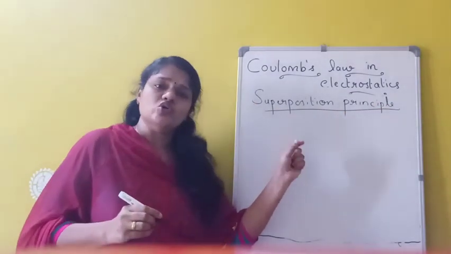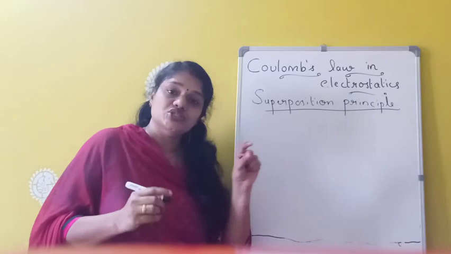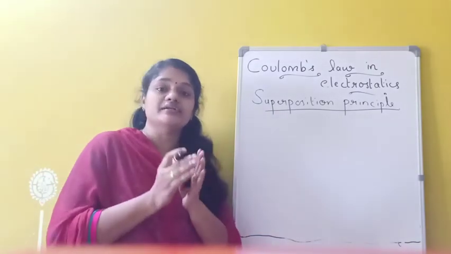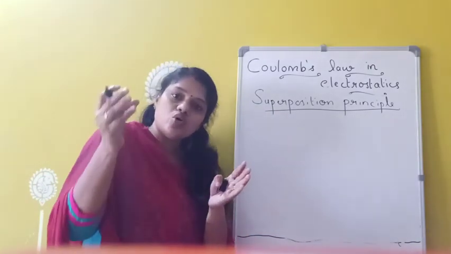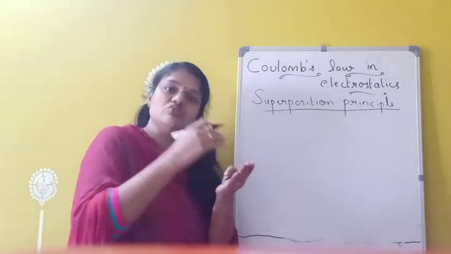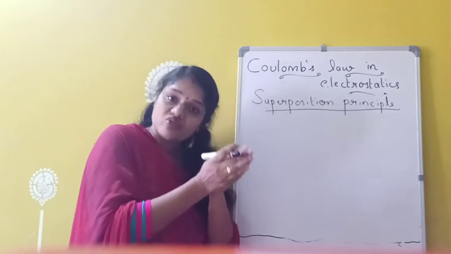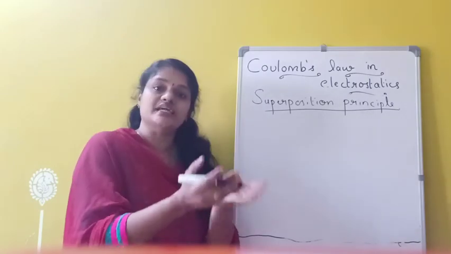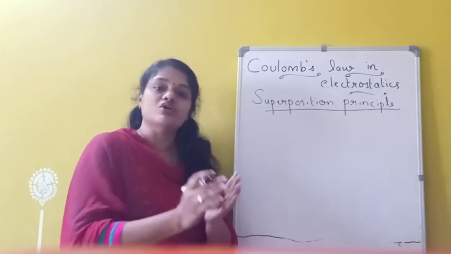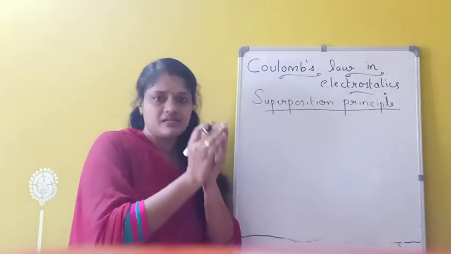That is, the force acting on any one charge due to a number of charges can be written as the vector sum of all the forces acting on that charge due to other charges. Okay. So the force acting on any one charge due to a number of charges can be written as the vector sum of all the forces acting on that particular charge.